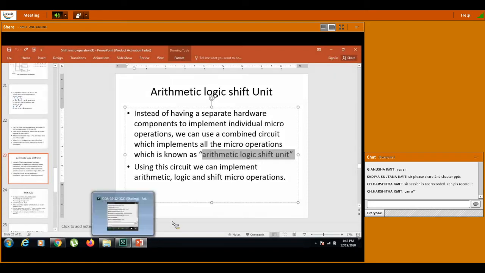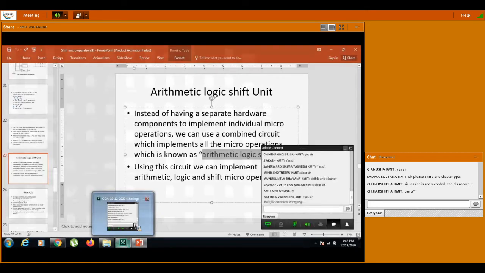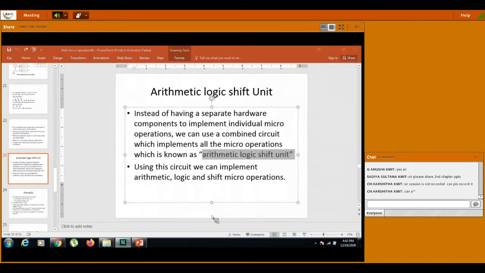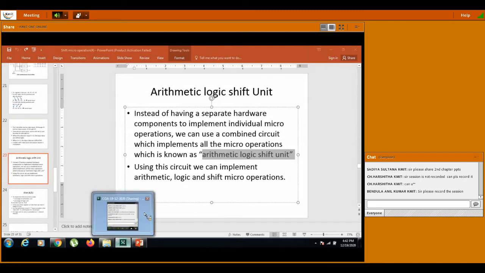Wait just a minute. I think someone is having a doubt. Is anybody having a doubt? Sir, please share second chapter PPT. Session is not recorded. Okay. Thank you, Harshita.